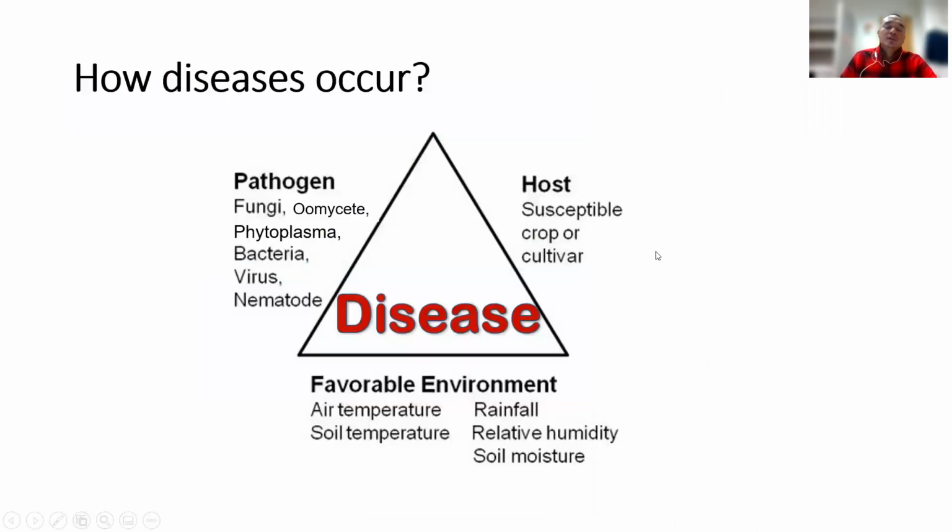Now we know what causes plant disease. Let's talk about how diseases occur. In plant pathology, there is a concept called the disease triangle.